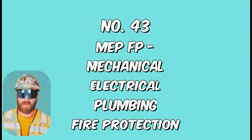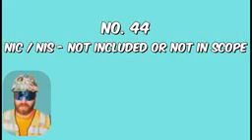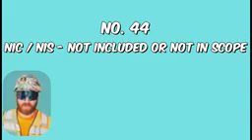MEP, FP: mechanical, electrical, plumbing, fire protection. NIC or NIS means it's not in the contract or it's not in the scope. It's just another acronym you see on a bid proposal or other parts of the construction documents.